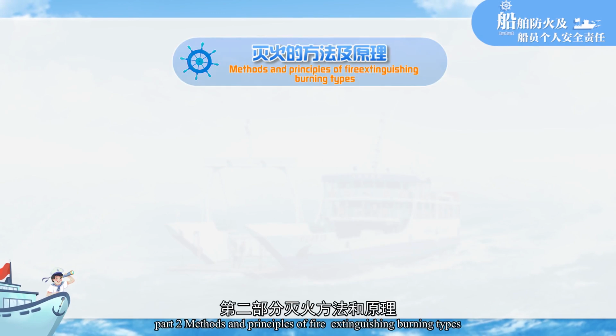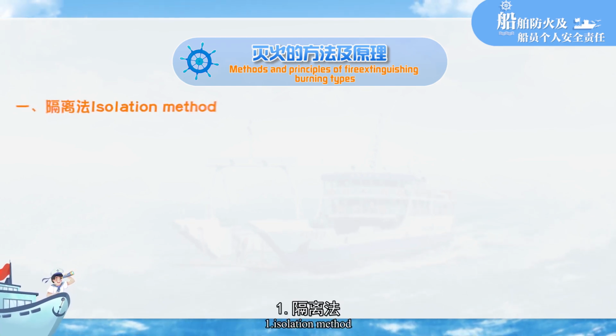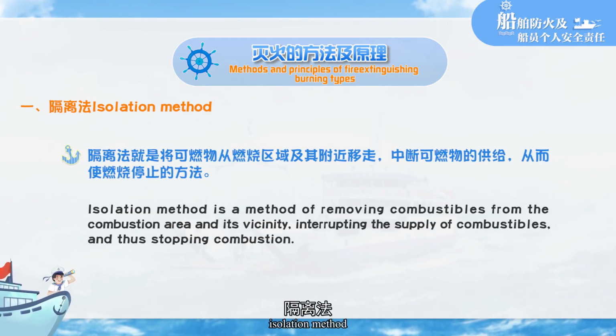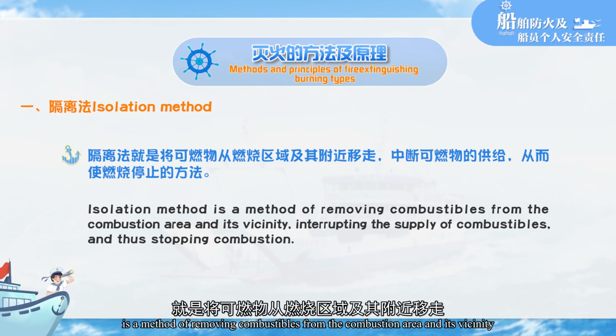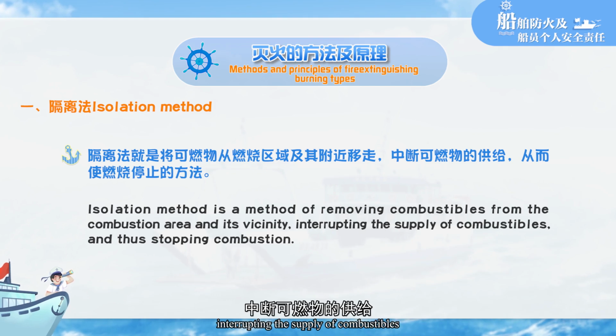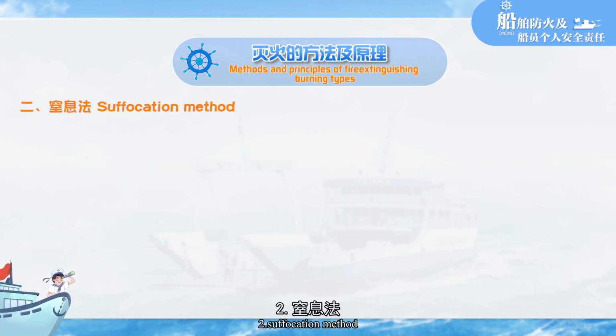Part 2, methods and principles of fire extinguishing, burning types. 1. Isolation method. Isolation method is a method of removing combustibles from the combustion area and its vicinity, interrupting the supply of combustibles and thus stopping combustion.